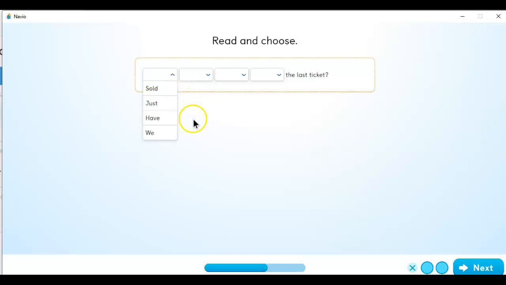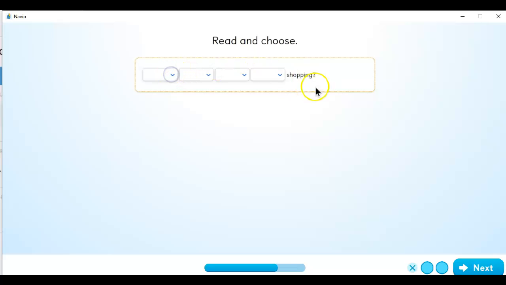Pay attention here, we start with have. Why? Because it is a question. Next one, the subject, have we, just, and finally the action. Let's see if we have it right now. Cross fingers. Very good. Pay attention to that. I just made a mistake.